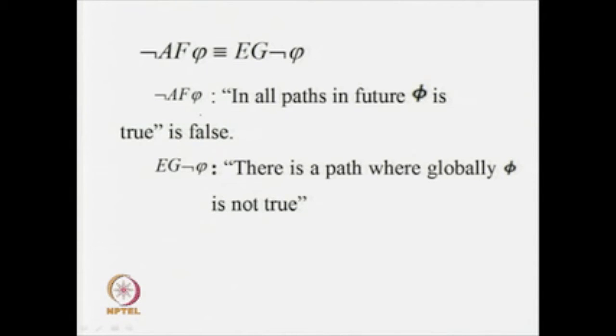Not of A F phi: we know that A F phi means in all paths, in the future, phi is true. So if there is a not in front of it, this particular statement is false. So in all paths, in the future phi is true, is basically false, because we have this negation symbol in front of this particular CTL formula. Now the second formula says E G not of phi: there is a path where globally phi is not true. So we are going to get one path where globally phi is not true. Now see that we are saying that these two are equivalent. How are we going to get the equivalence? With the help of a small example I am going to show that. It says that in all paths, in the future phi is true, is false.